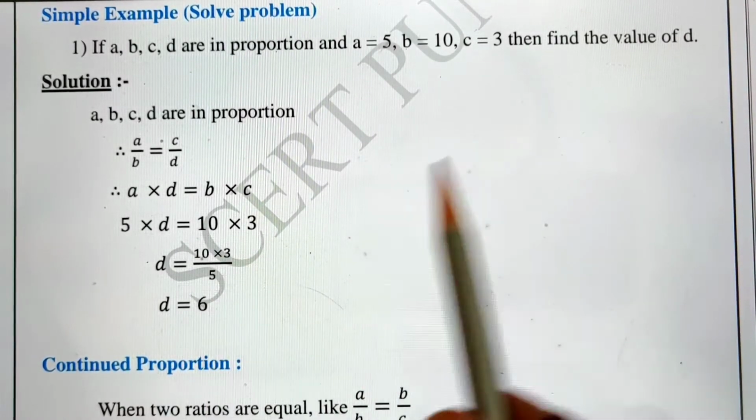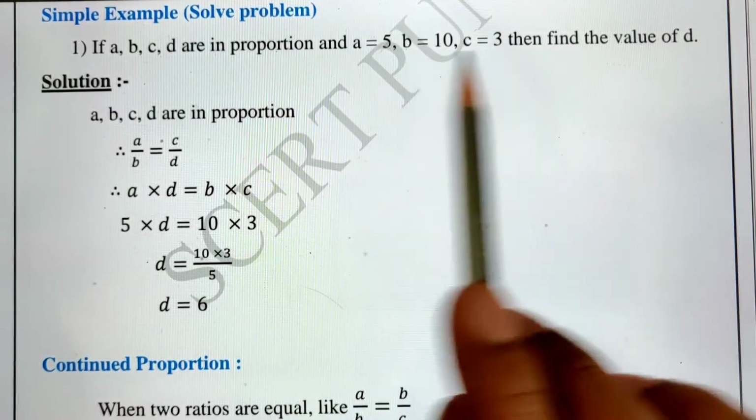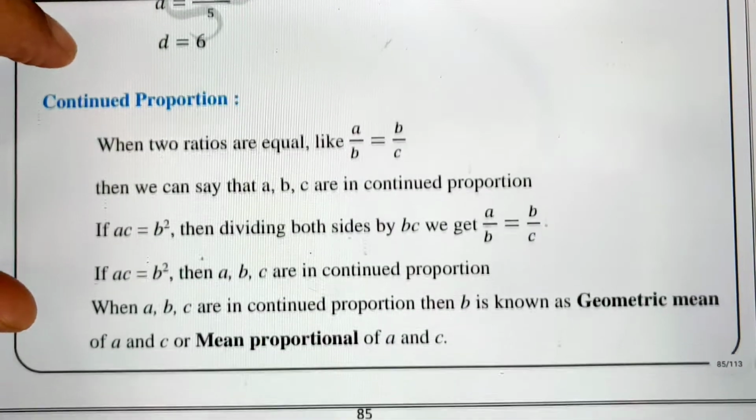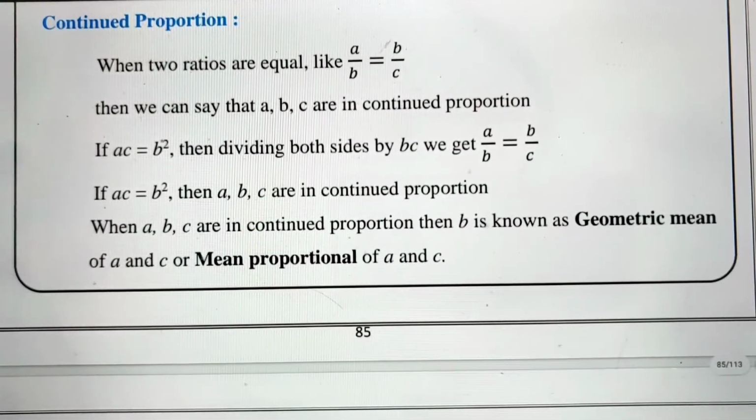If D is equal to x, any variable will be given, find the value of that variable. Next topic is the continued proportion. So what is the meaning of continued proportion?